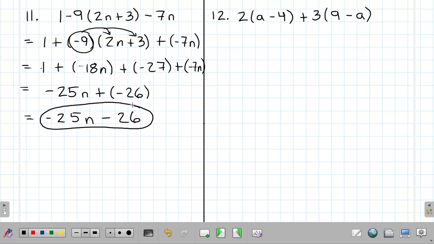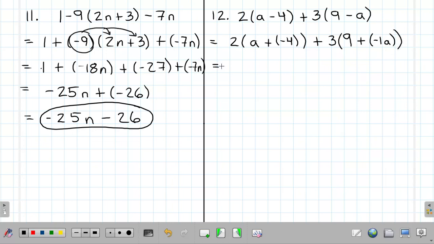All right, and last 3 here. This one is new in that you have to do double the distributing, but in this case we have a plus here. Like I said, it doesn't hurt, so let's go ahead and write this as a sum. This a minus 4 is going to become a plus negative 4. And this 9 minus a is going to become 9 plus negative 1a.